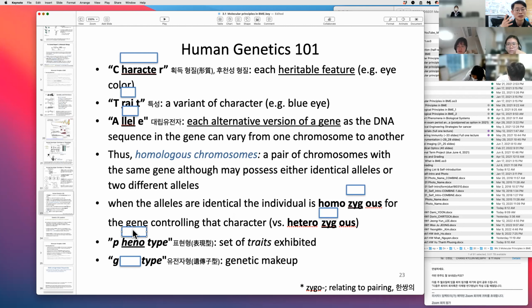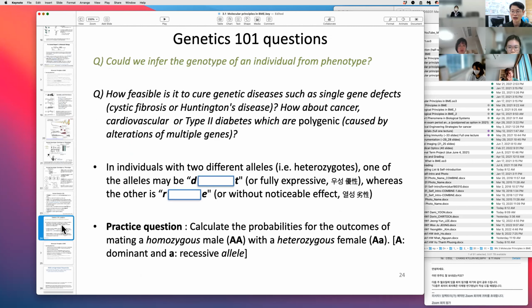However, sometimes even with the same phenotype, the inside gene might not be the same, because there are two alleles there, and one's dominant and the other is recessive. So genetic makeup, which may not be always exhibited, but more fundamental inside, is called, of course, a genotype. Okay, so I think that kind of makes sense.